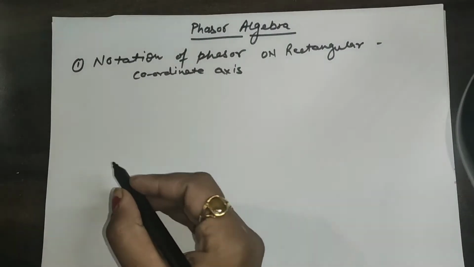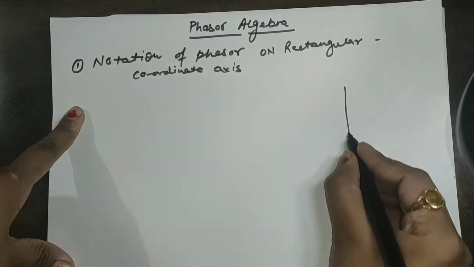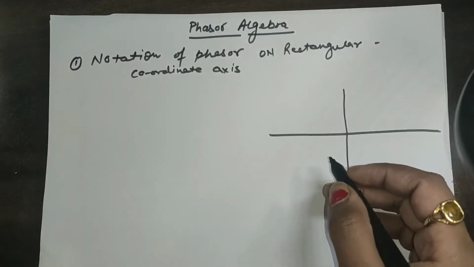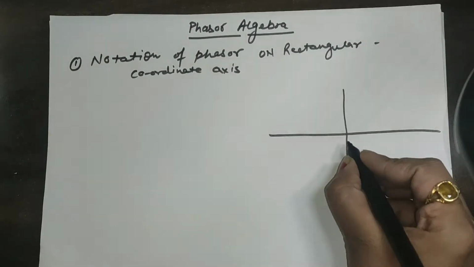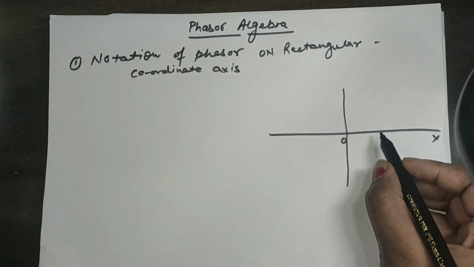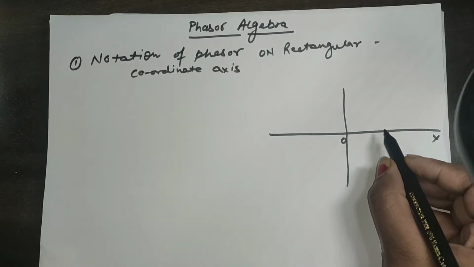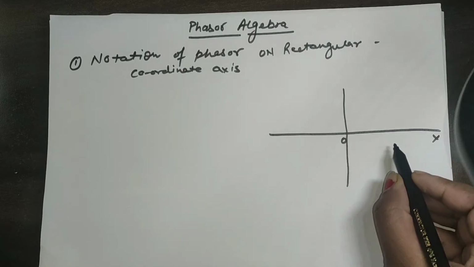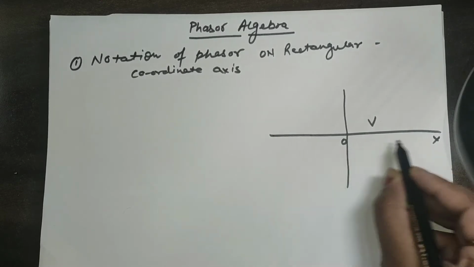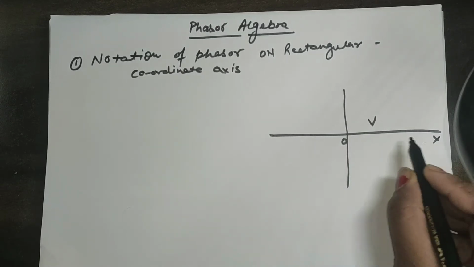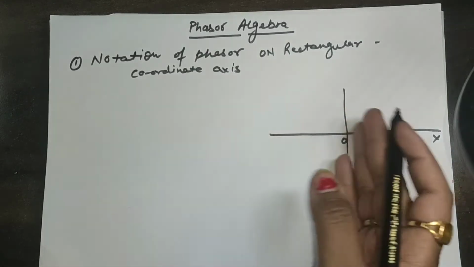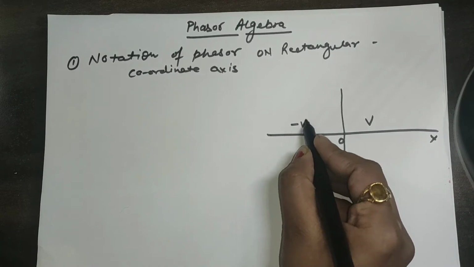Consider a phasor V. In the rectangular coordinate system there are 4 quadrants, so consider a phasor V lying along the OX axis. If we multiply this phasor by -1, the phasor is reversed. This is a phasor lying on the OX axis, and if we multiply it by -1, it will reverse, that is -V.